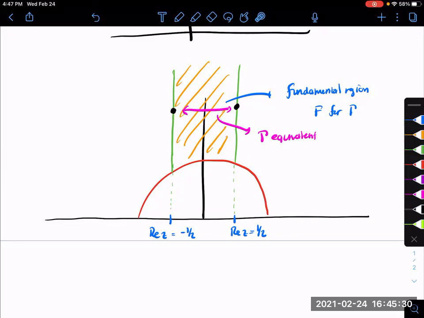And then what about this piece of the boundary down here? These 2 points would be gamma equivalent. Points that are symmetric on the unit circle about the y-axis would be gamma equivalent. That's all that we're saying.